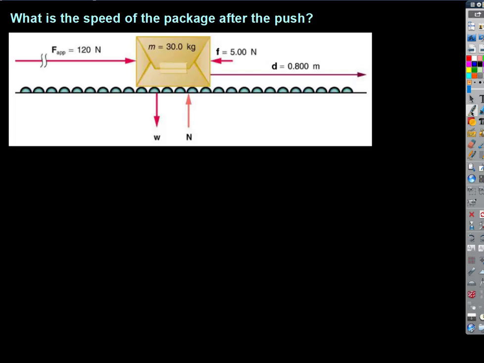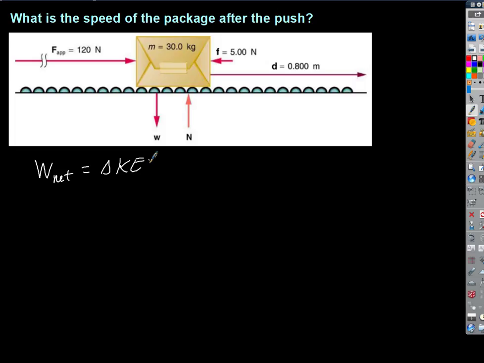Right, work is force times displacement, right? So it's being displaced 0.8 meters, with a net force of 115. There's two ways we can do this. What we're going to utilize here is the work energy theorem. We know that the net work is equal to the change in kinetic energy, right?